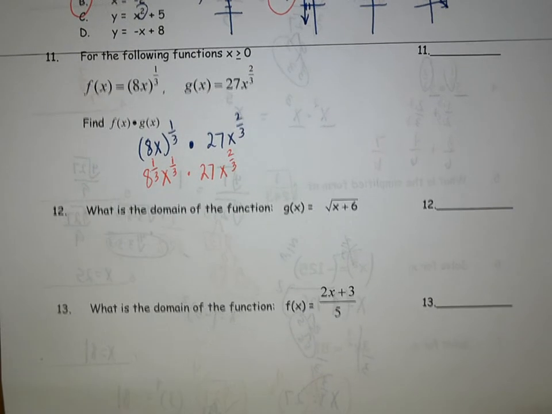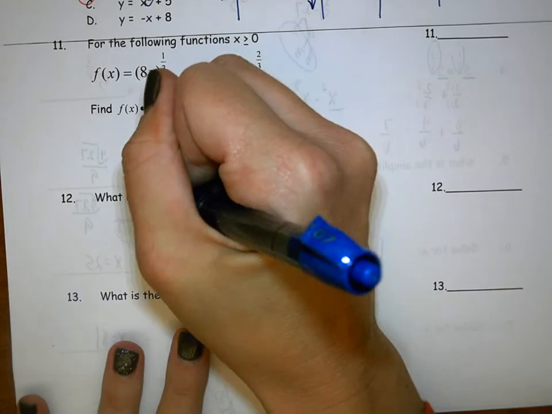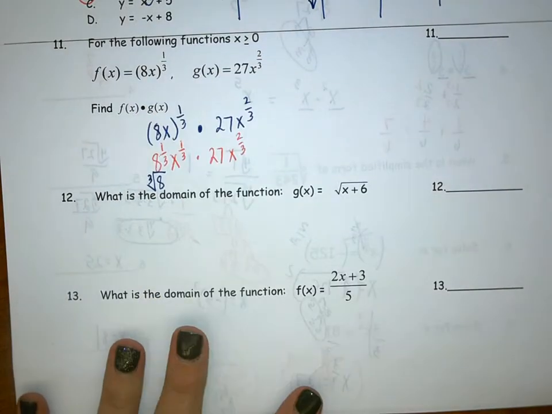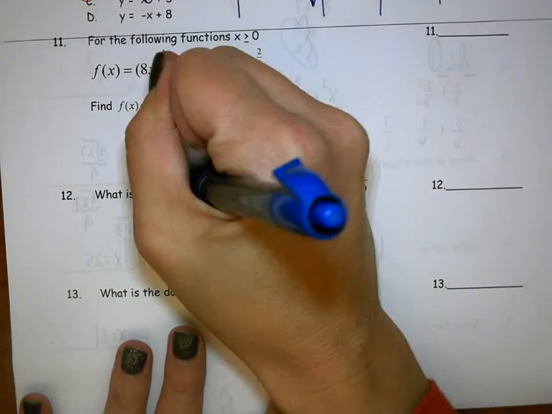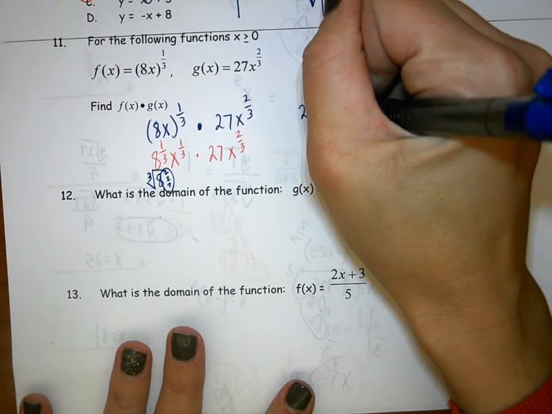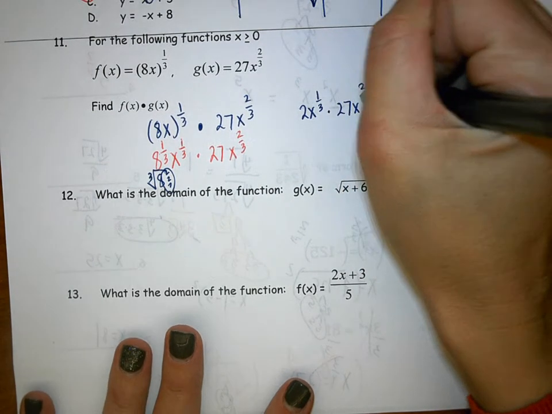8 to the 1/3, how would you rewrite that? The cubed root of 8. What is the cubed root of 8? 2. Okay? Because this is 2, 2, and 2. So I end up getting 2x to the 1/3 times 27x to the 2/3.